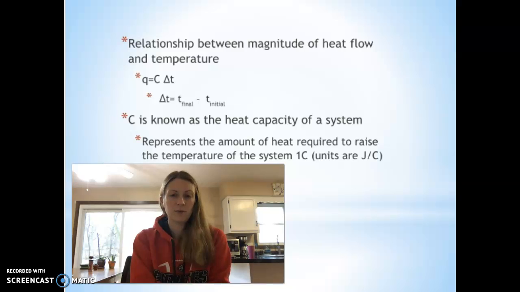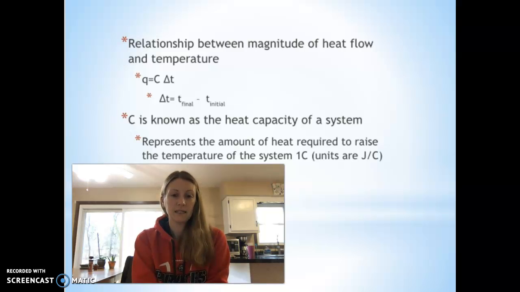The relationship between the magnitude of heat flow and temperature is expressed by Q equals C delta T. Delta just represents the change from the initial state to the final state. So if you're going to get the delta of anything, you take the final minus initial to figure out that change. So in this case, if we're talking about delta T, we're going to take the temperature final minus the initial temperature, and that'll get us the change in the temperature.